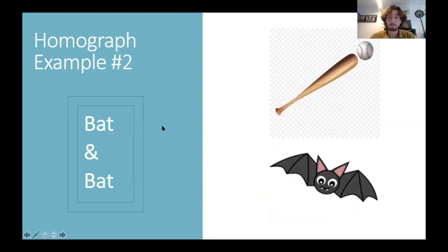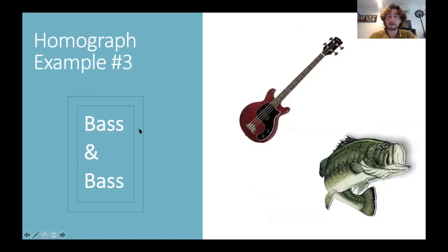Okay, and then there's a bat, like a baseball bat. And then there's the animal bat. Again, looks the same. There's a bass, and then there's a bass. Two entirely different things. Bass is the fish, bass is the bass guitar.